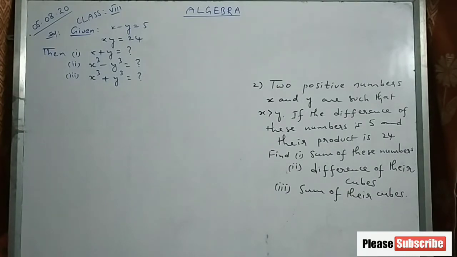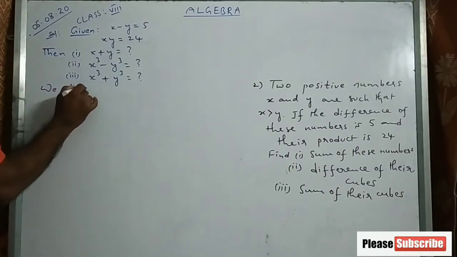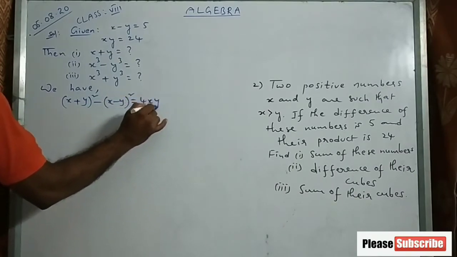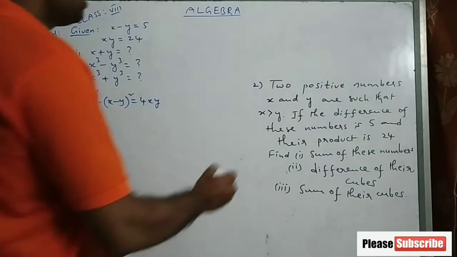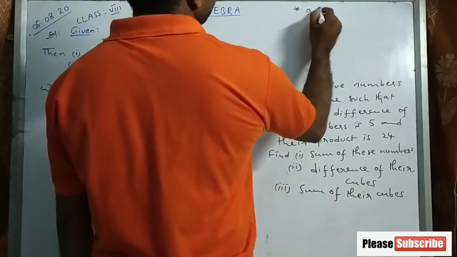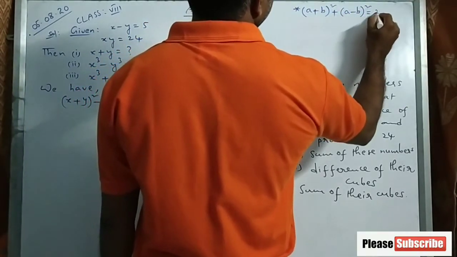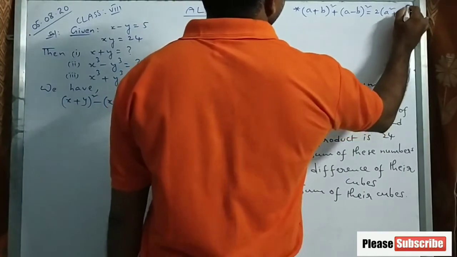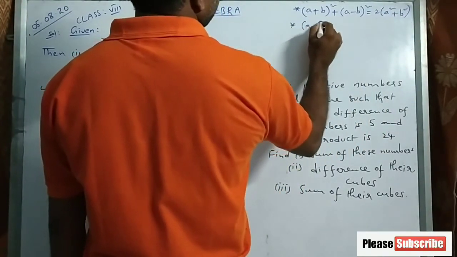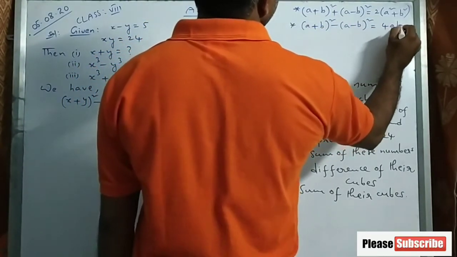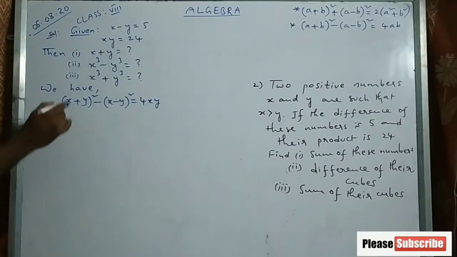For the first one I am going to use one formula. We have x plus y whole square minus x minus y whole square equals 4xy. We have the formula here already, I told you: a plus b whole square plus a minus b whole square equals 2 of a square plus b square. That is the first formula. a plus b whole square minus a minus b whole square equals 4ab. This is the second formula. Now put the values here.